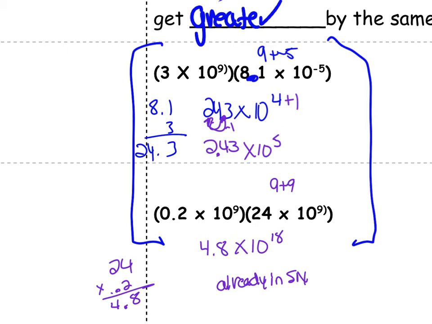All right, how'd you do? I did 8.1 times 3 over here. It was not in scientific notation because 24.3 is not less than 10. So I had to make my decimal one smaller, so I had to make my exponent one larger. When I multiplied this and I showed the 24 times 0.2 off to the side here, 2 times 4 is 8, 2 times 2 is 4. There's one digit after the decimal, so there had to be one digit here. So now it is already in scientific notation.